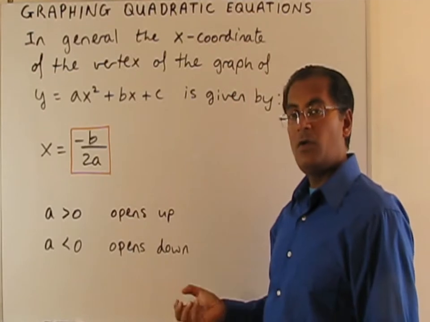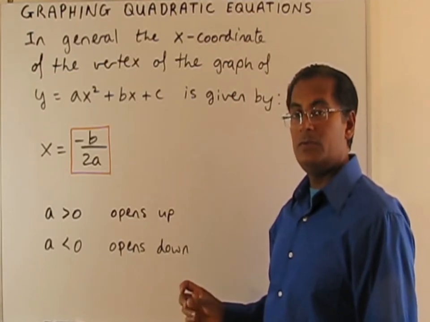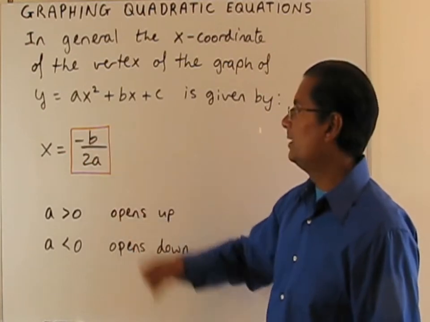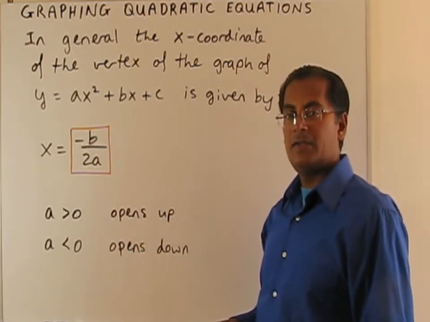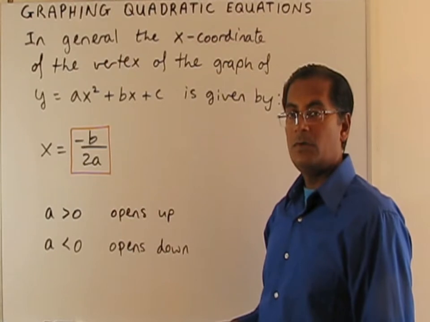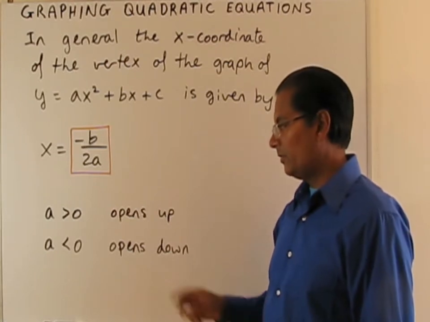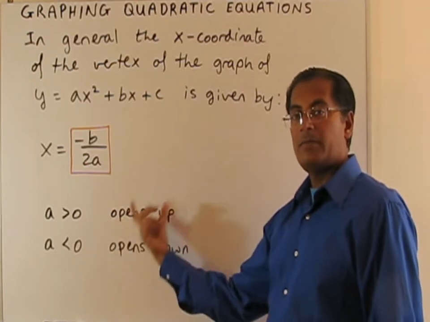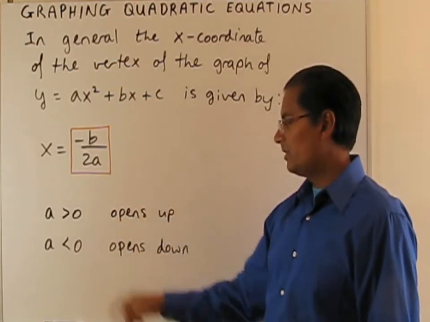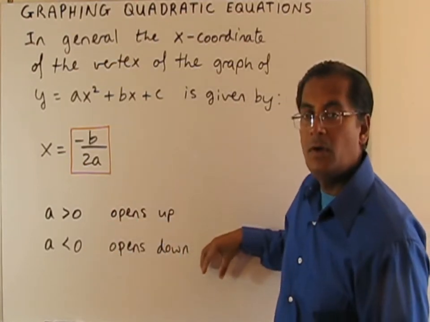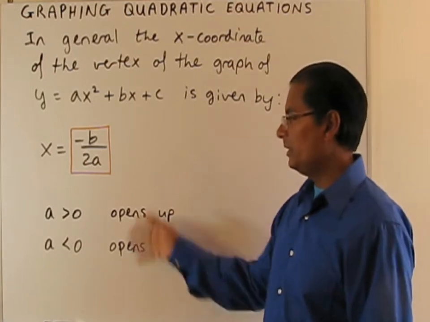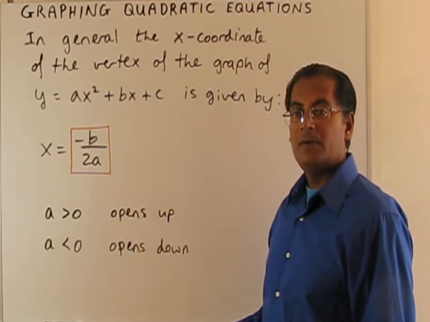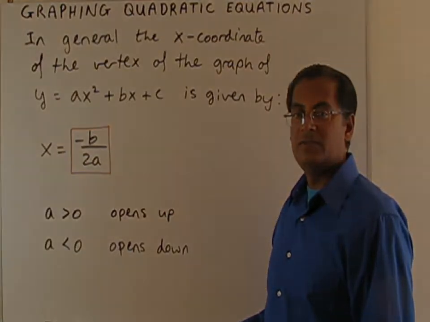And to find the y-coordinate, because remember in a point you need two coordinates, you just plug whatever value you get here back into your equation for x, and you get the y value of the vertex. And just remember that if a is greater than 0, the parabola opens up. If a is less than 0, the parabola opens down. So using this and the line of symmetry, we can now graph any kind of quadratic equation.